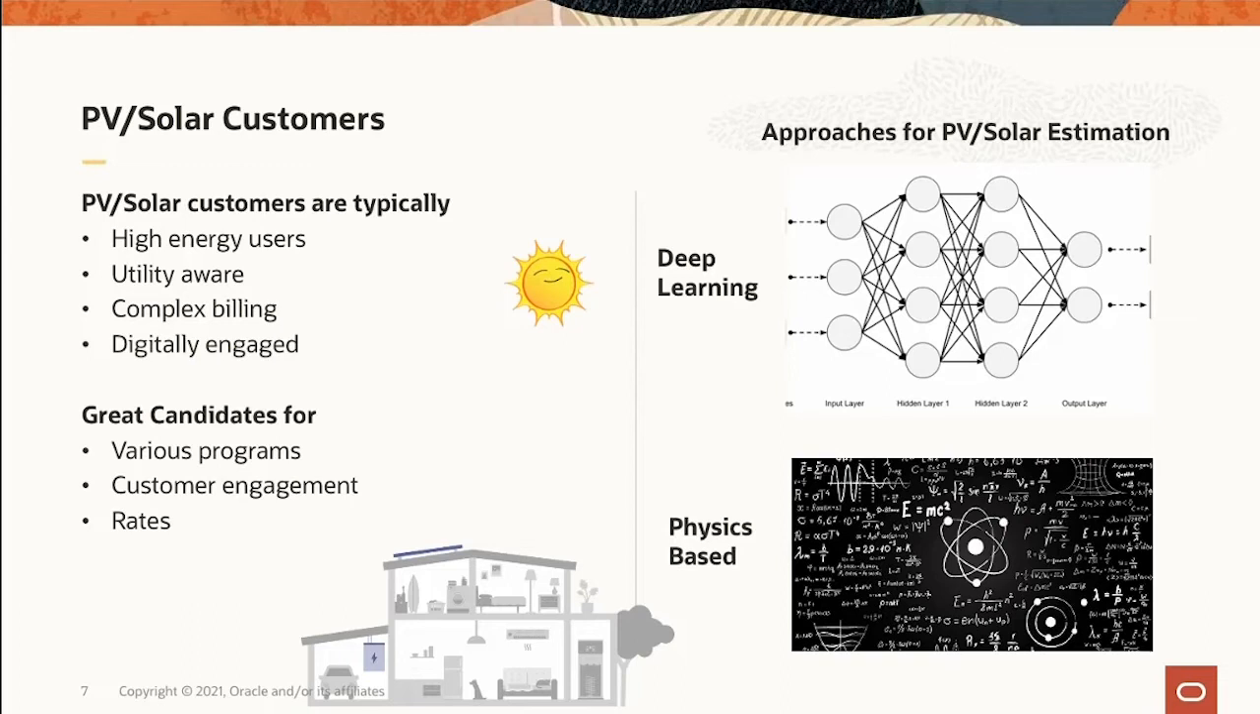How can we automatically estimate solar energy generation? There are many good ways. We will look into two very important methods. One is powerful and recently very popular deep learning, and the other one has been around since the 1980s and is based on physical modeling.